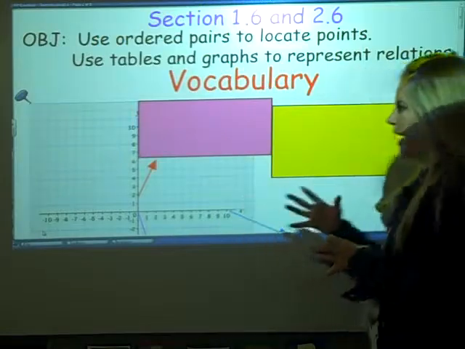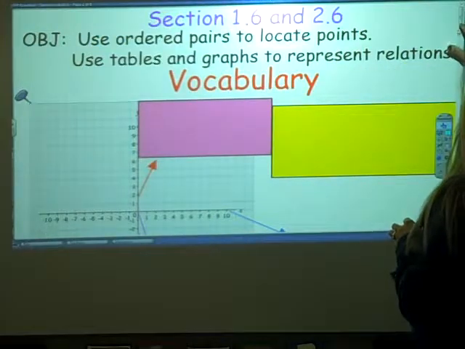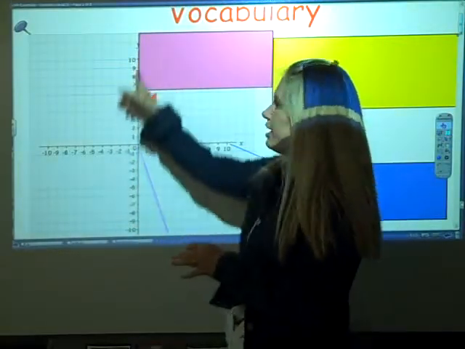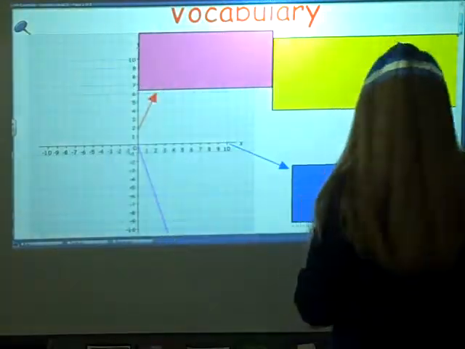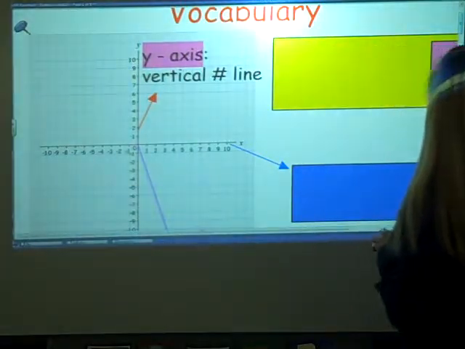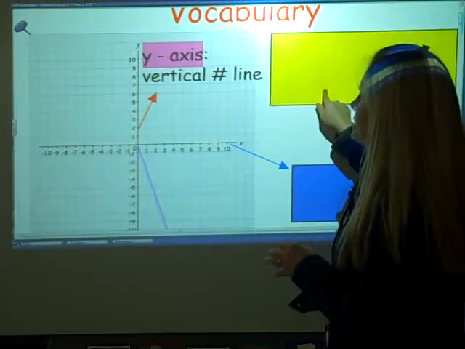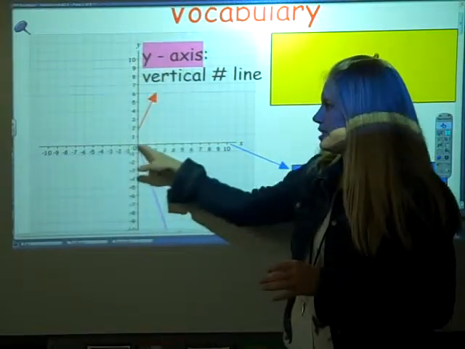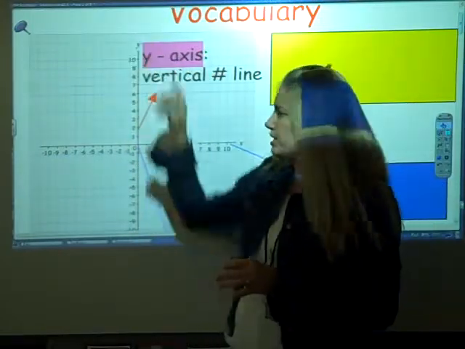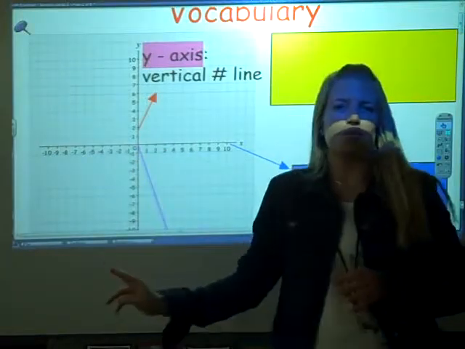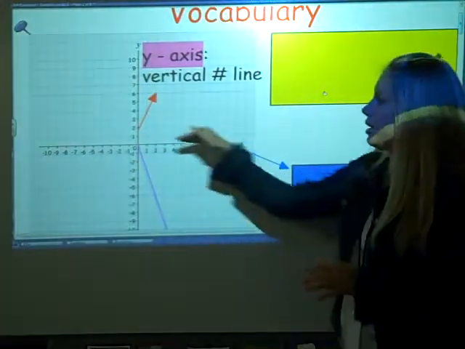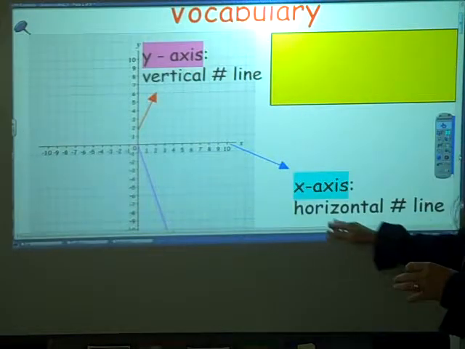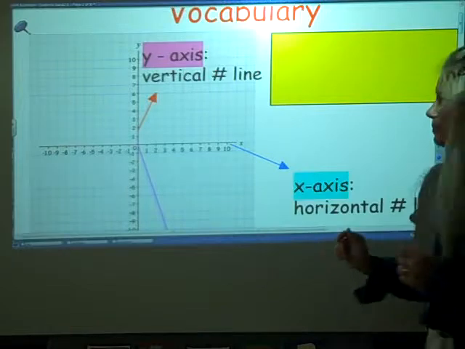So we have section 1.2, and 1.6 and 2.6, and it has a lot to do with graphing. The first section is vocabulary. In our vocabulary, you want to draw a line. This line here in our graph is called the y-axis. The y-axis is our vertical number line. Goes like this, starts at 0, goes up, and increases in value, and this decreases in value with negative numbers. Our horizontal line is called your x-axis, and that's the horizontal number line.